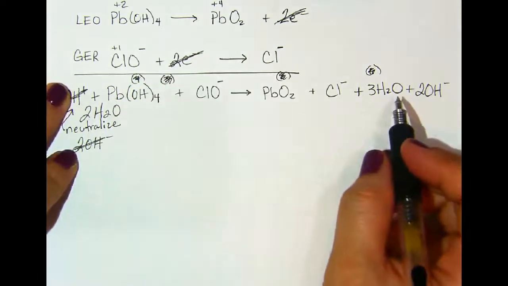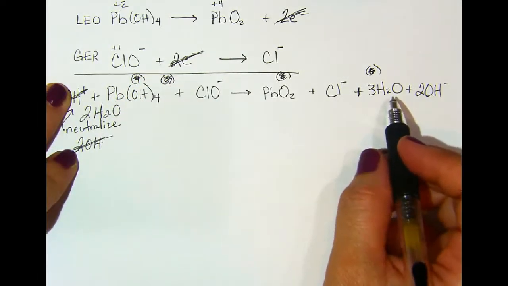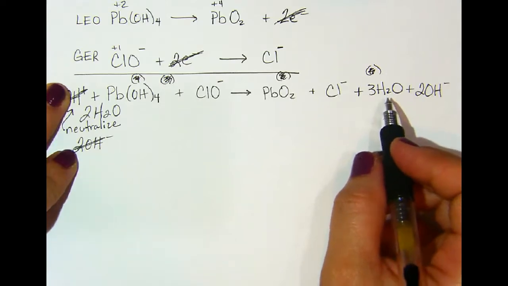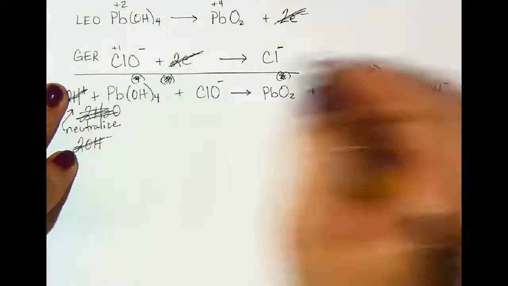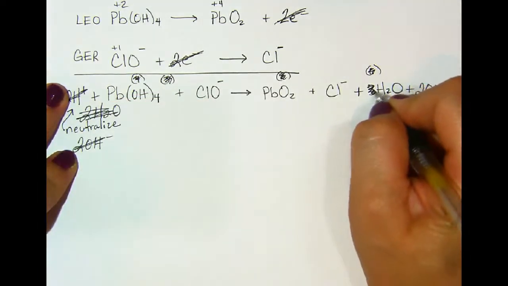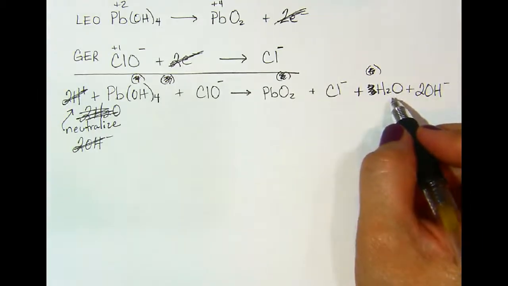But notice that I have 3 waters on the right side. So we're going to go ahead and reduce this and say, well, these 2 waters are going to cancel with 2 of these 3 waters, leaving me with just 1 water as a product.